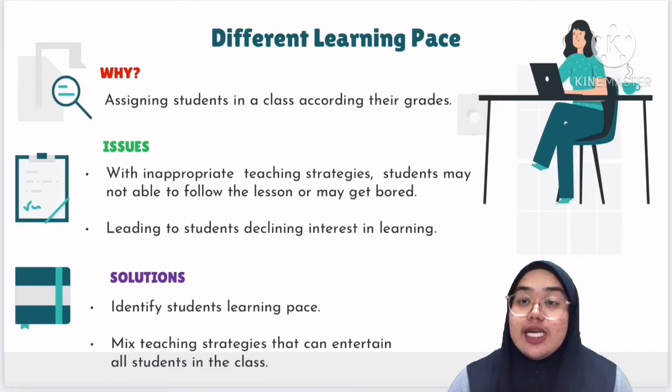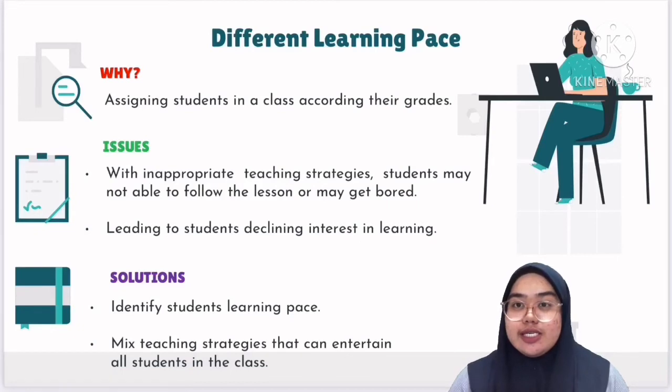So what will happen? With an inappropriate teaching strategy, students will get bored easily, and maybe some of them are not able to follow the lesson, and it may lead to a decline in student interest in learning. So what can teachers do in order to overcome this issue? First things first, teachers need to identify students' learning pace, and identify the most suitable teaching strategy to cater to all students in that class, so that all students in that class are able to follow the lesson.